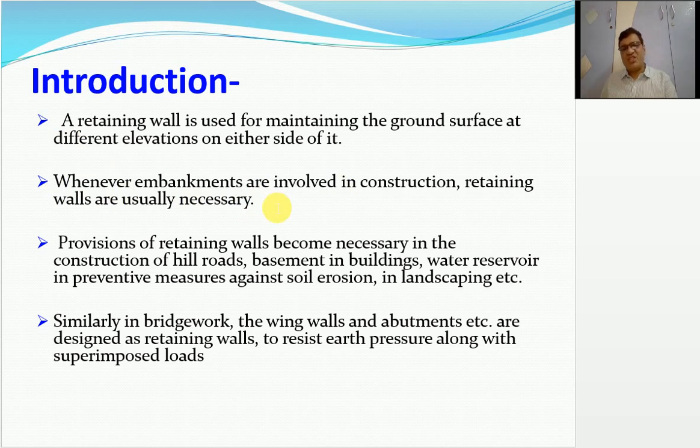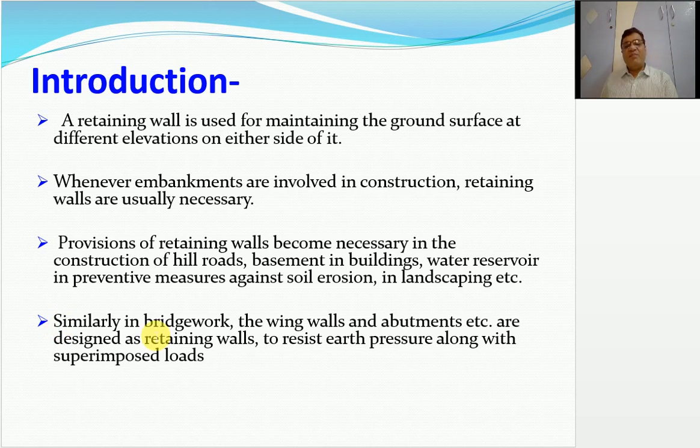So where are the applications? Here, provisions of retaining walls become necessary in the construction of hill roads, basements in buildings, water reservoirs, in preventive measures against soil erosion, in landscaping, etc. So there are many applications, and according to application, we have to consider the load coming on the retaining wall and also the materials which are to be used for the construction of retaining wall.